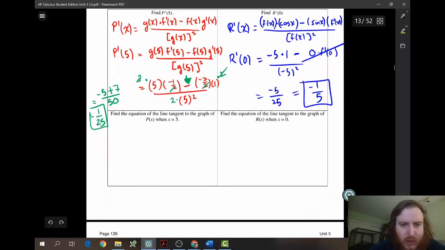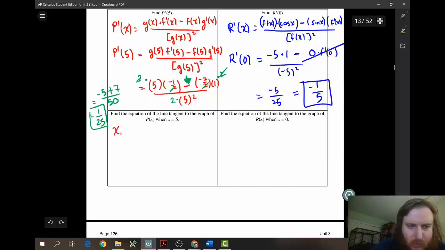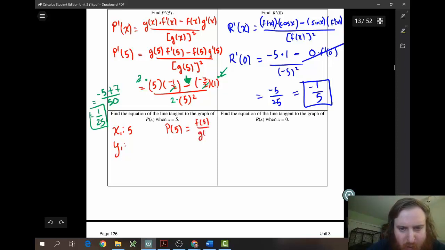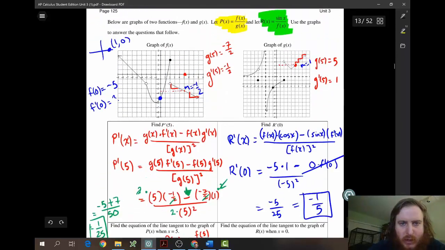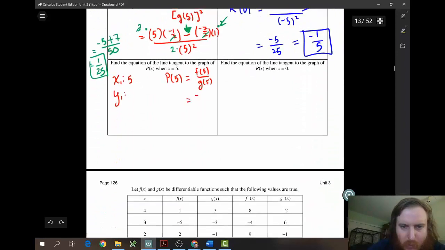Now we're going to do the tangent lines for each of these. So the tangent line for this guy, x1 is 5. y1 is not going to be anything we plugged in already. It's going to be p of 5. So p of 5 is going to be f of 5 divided by g of 5. Right? It's the original. F of 5 we got was -7/2 divided by g of 5 was 5. So you can do times 2 times 2, and you get -7/10.